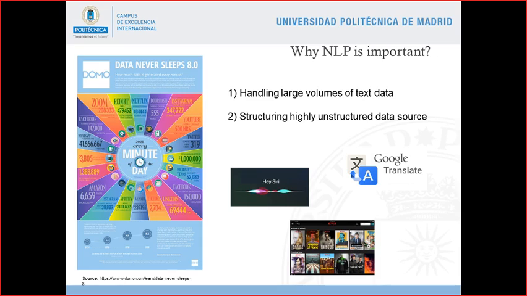It's important from the perspective of the text. It can handle these large volumes of text data and retrieve answers in a matter of minutes. Good or bad, but they are answers. NLP is also important because it structures highly unstructured data sources. If you remember the first class, the text in documents or PDFs is unstructured from the point of view of the computer.